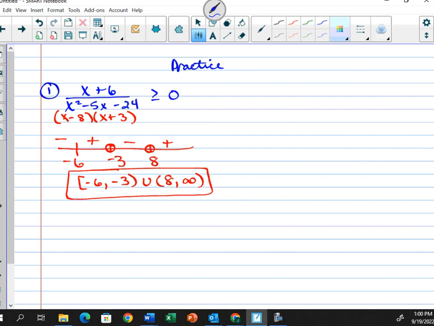All right, let's try another one. Okay, this one's like your last notes problem. So -3 over x plus 7 is less than or equal to -4 over x plus 8. Give that one a try.